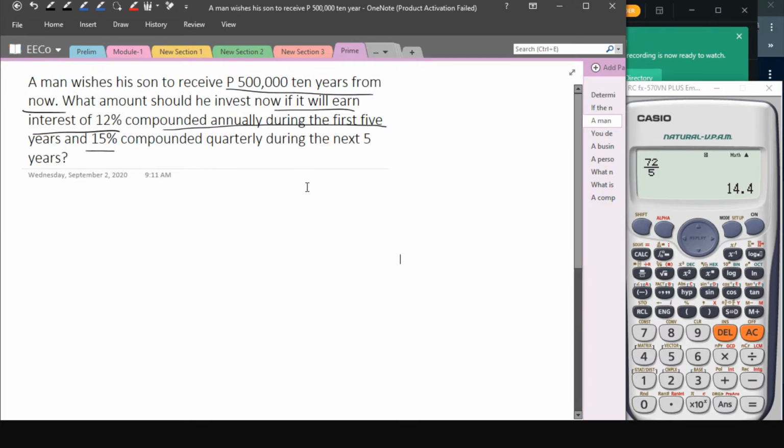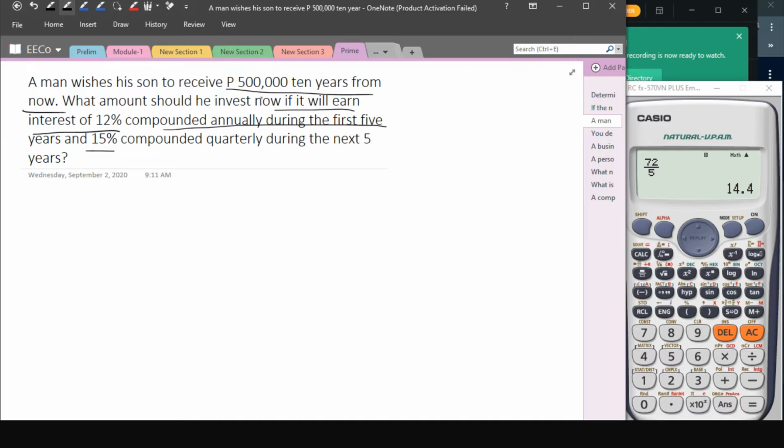Next one. Ito, medyo mahirap na tanong. So, a man wishes his son to receive 500,000 in 10 years. Okay? Then, ito yung complete problem niya. 500,000 in 10 years from now. What amount should he invest? Okay? Sabi dyan. What amount should he invest?